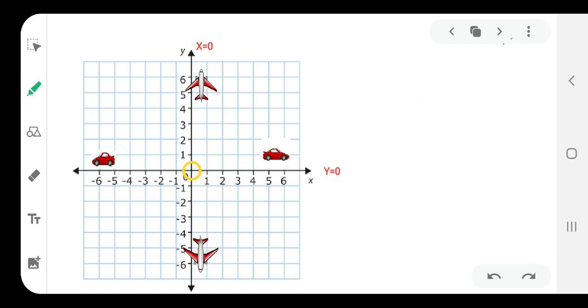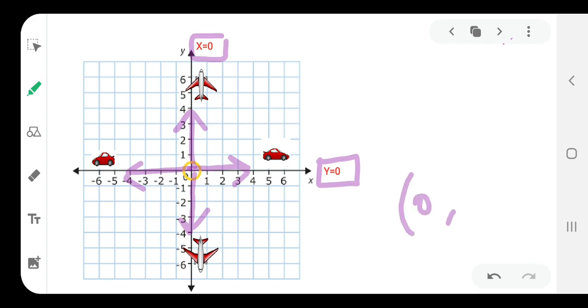Remember, x-axis is like a road where we can travel by car in left or right directions. But aeroplane cannot fly here. So its equation is y equals 0. Also remember that y-axis is like a sky or a building where you can go up and down, but the car cannot move here. So its equation is x equals 0. You always remember that your home is the origin whose points are 0, 0.